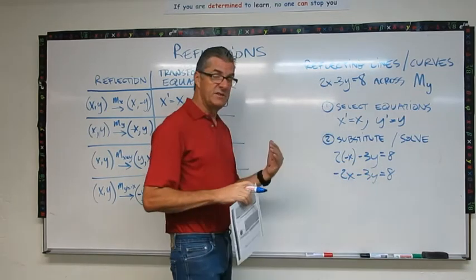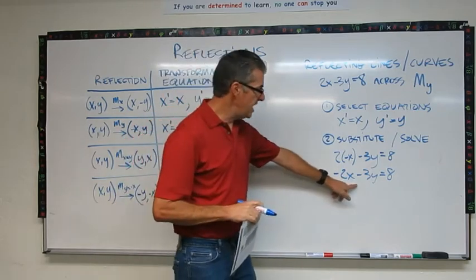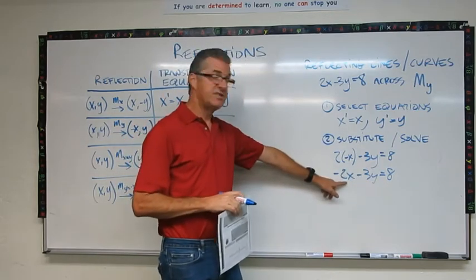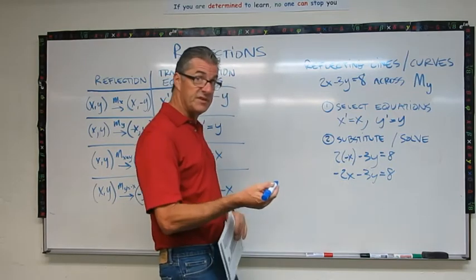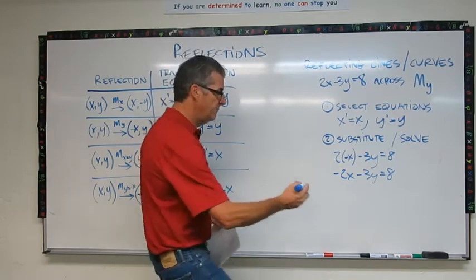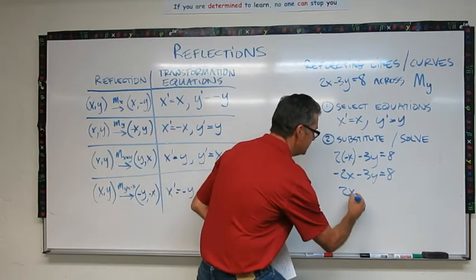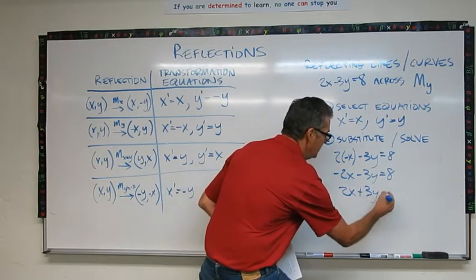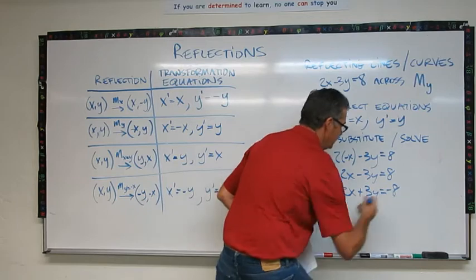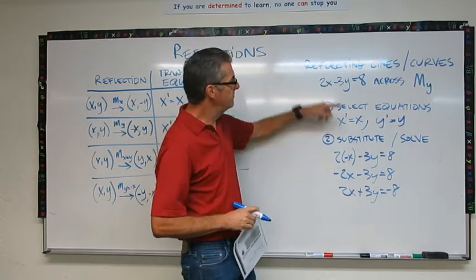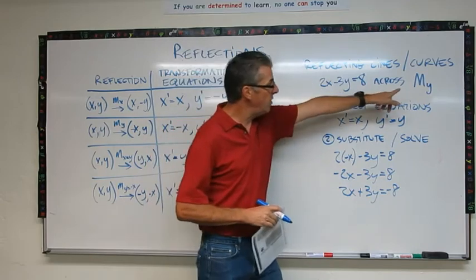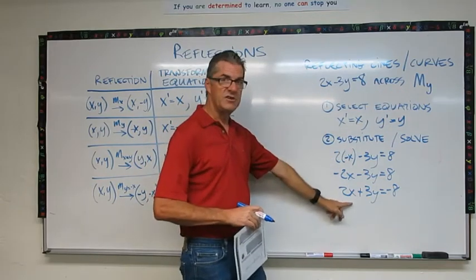Now we have this standard for this type of an equation. The x term is always positive. That's what you need to do. So we're going to multiply this whole equation by negative 1, multiply it through, and we get 2x plus 3y equals negative 8. And so that's the reflected line. This line has been started here and reflected across the y-axis, and we get that equation.